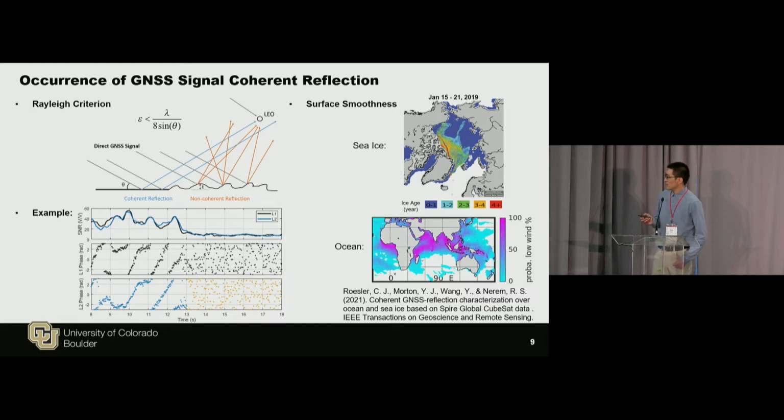And in addition to sea ice, we also look at the reflection from calm ocean surface.